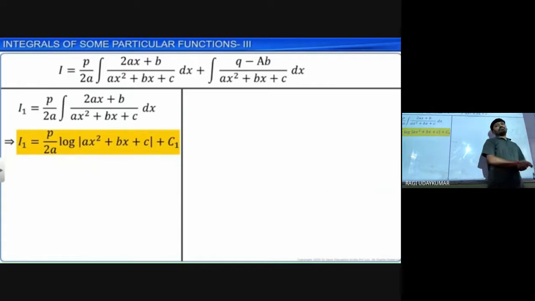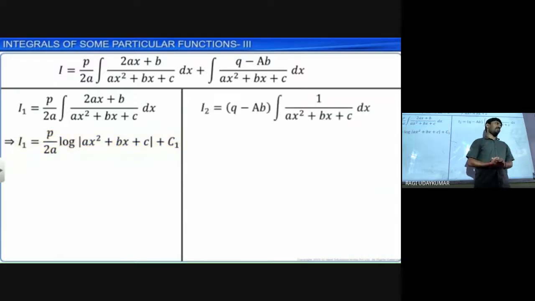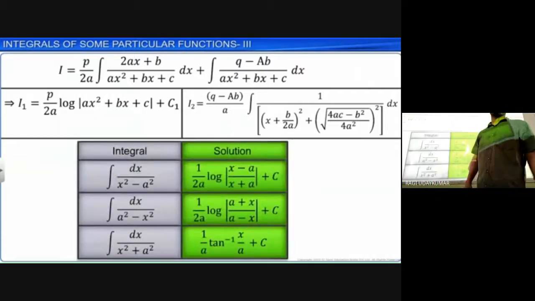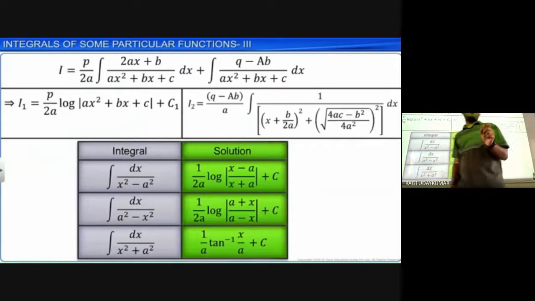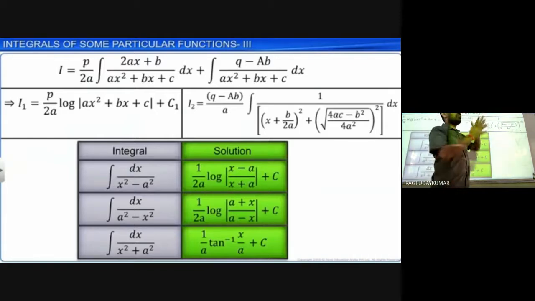The second part, I2, means the second integral. The second part of the integral can be found out. Q minus capital AB is a constant. So 1 by ax square plus bx plus c will be written by using the completing square method. By using the completing square method, you can write this in the form of x plus b by 2a whole square plus under root of 4ac minus b square by a square. What is this? Completing square method. In the 10th class you have learned. You need to write this using the completing square method and split it.